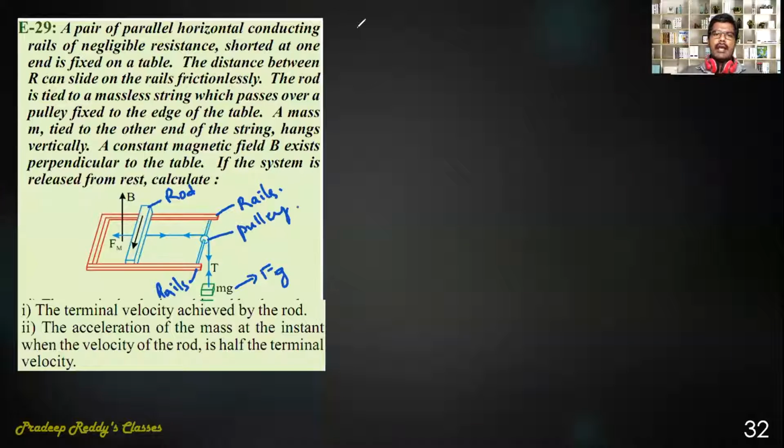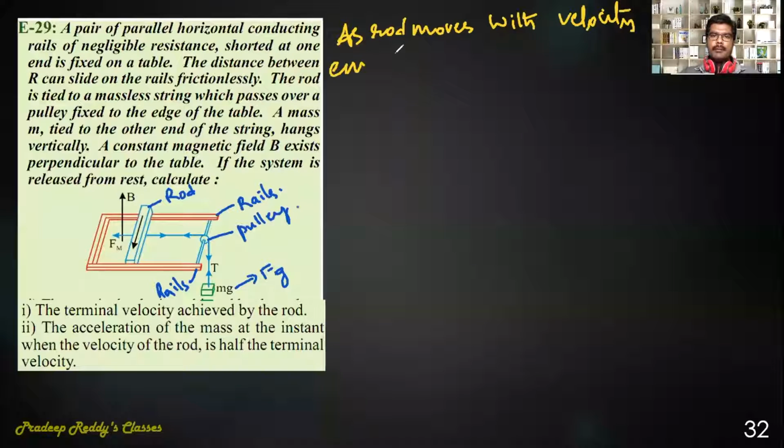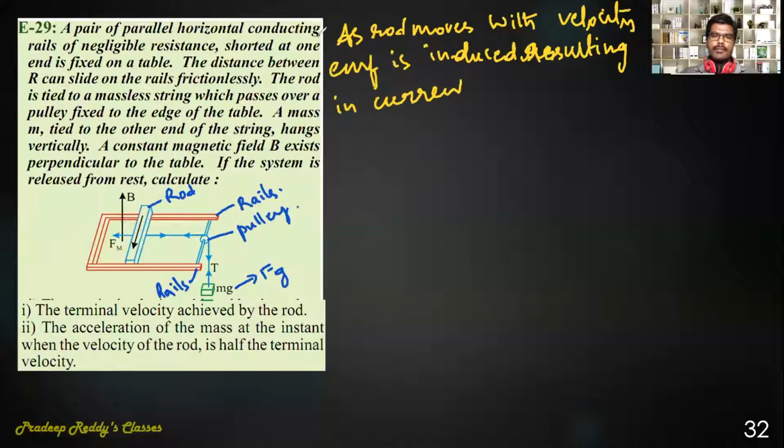So as the rod moves with velocity, EMF is induced, resulting in current. This is point number 1.